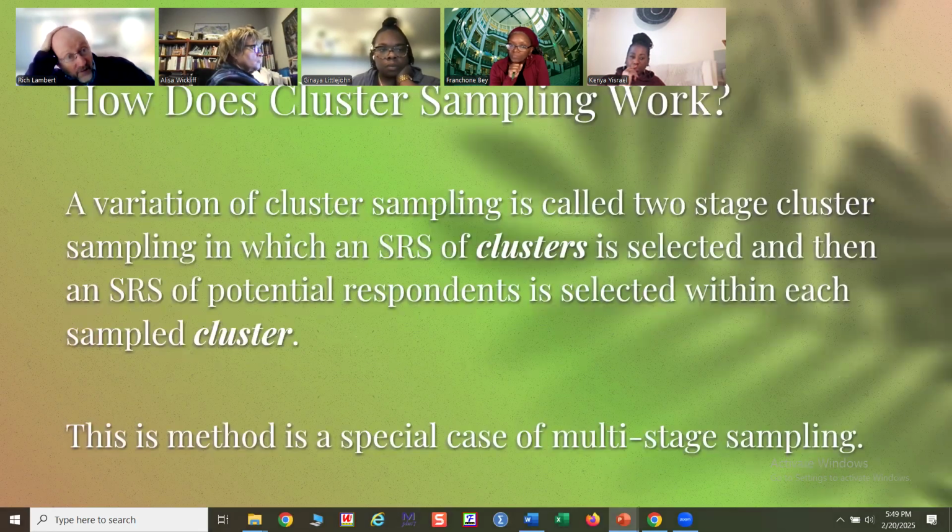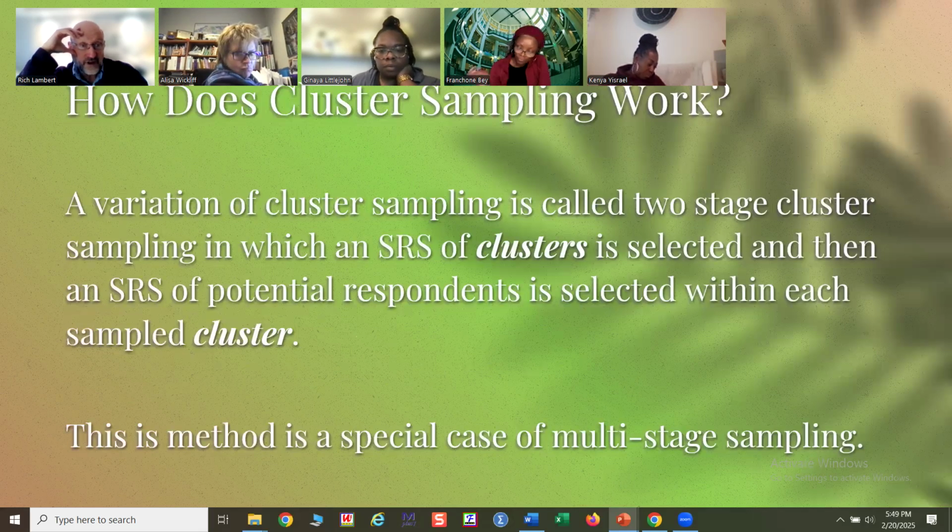Now, however, there is a variation of cluster sampling that's called two-stage cluster sampling. And here, you take a simple random sample of clusters, so that could be schools, and then you take a simple random sample of respondents within each of the sampled schools. And this is a special case of what we call multi-stage sampling, which we're also going to be talking about tonight. Multi-stage meaning the sampling is done in multiple stages.